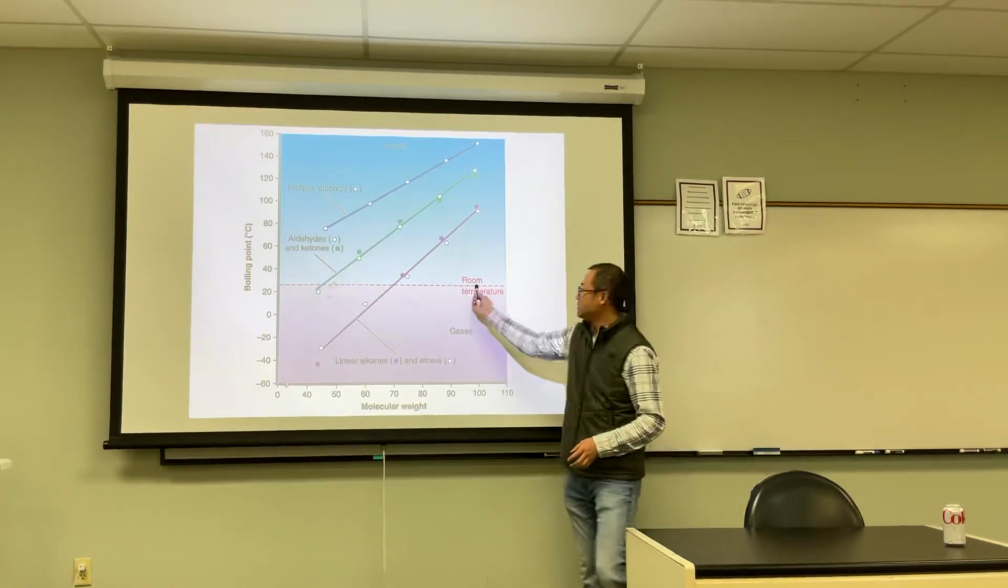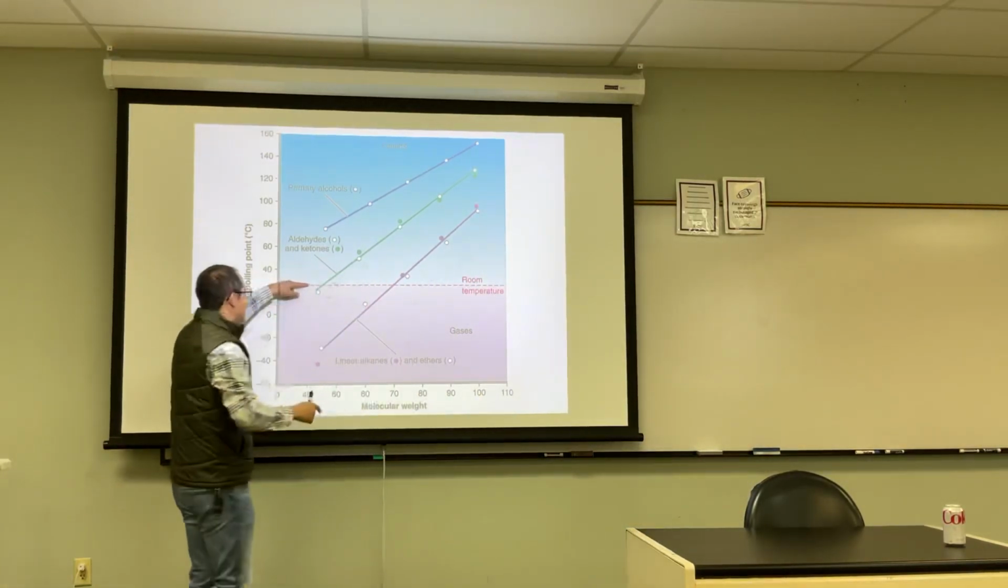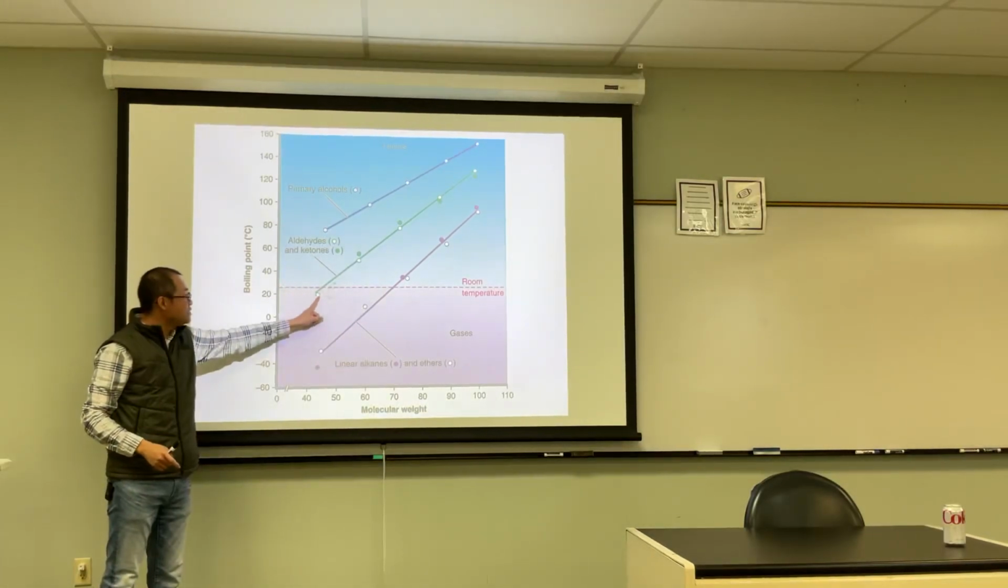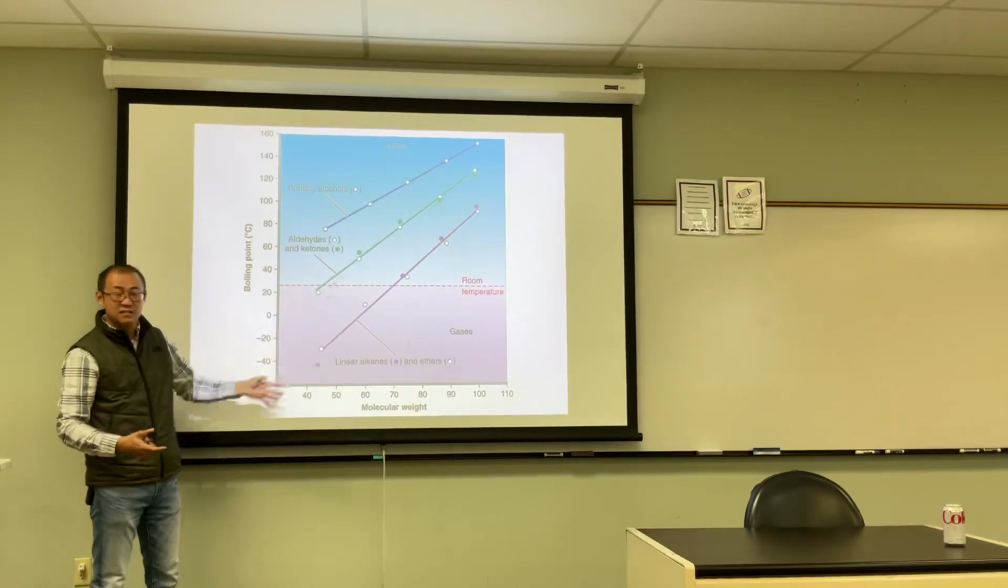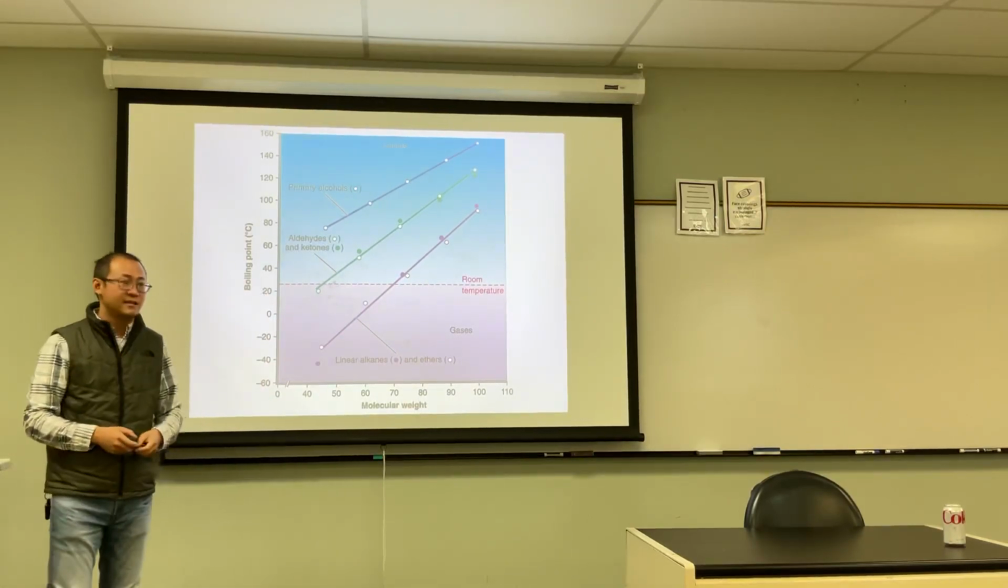Okay, and you can see that this dashed line is room temperature. You can see the first aldehyde is what? Lower than room temperature. That's why we call formaldehyde a gas. Formaldehyde is a gas.